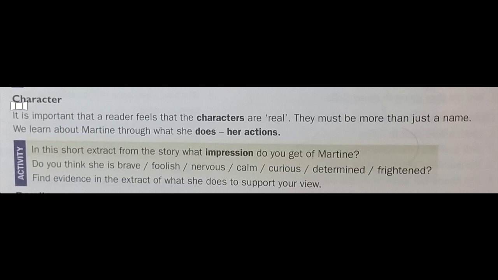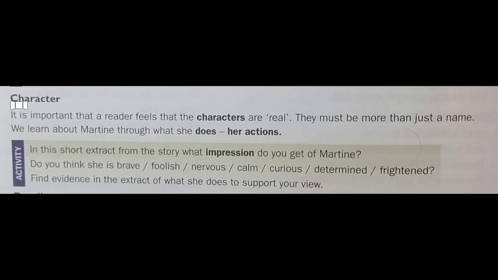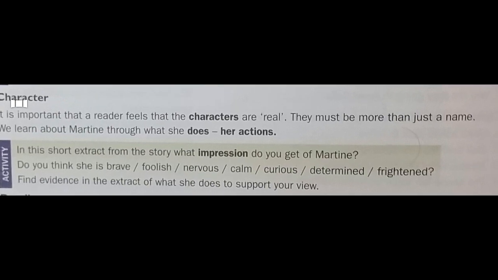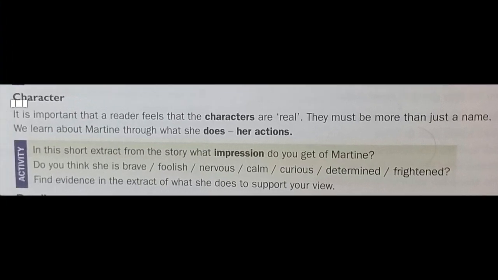Tendai and Martin are characters in the story. It's important that a reader feels that the characters are real. They must be more than just a name. We learn about Martin through what she does, or her actions.